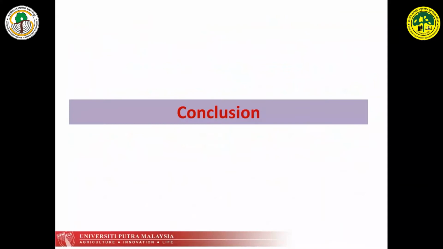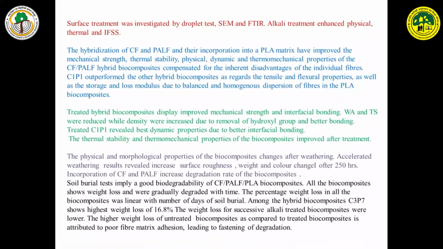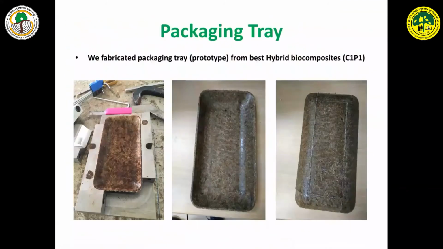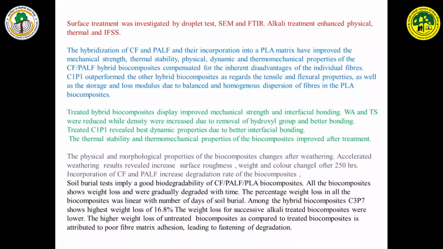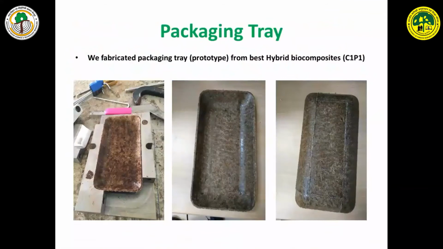So we find out from these investigations that the hybridization of coir fiber and their incorporation in the PLA matrix have improved the mechanical, thermal stability, physical, dynamic, and thermal properties of the hybrid composite compared with the untreated composites, and there is some improvement in the physical property.